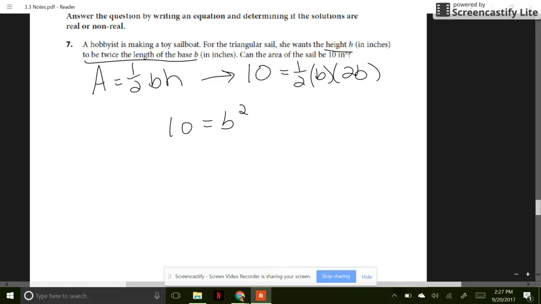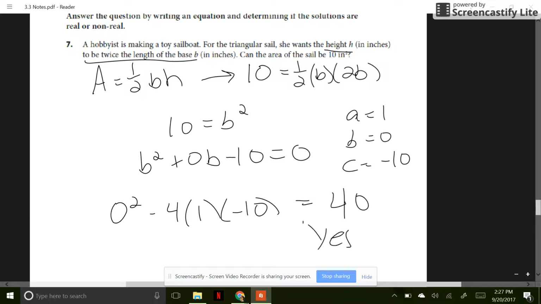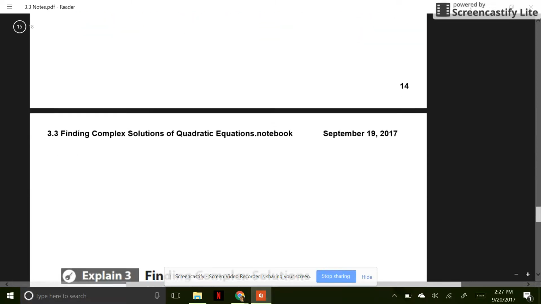So now we want to subtract the 10, or you can subtract the b squared, either way. I subtracted the 10 and then rearranged my equation, so I ended up with b squared. I've got no b term, and then subtracting 10 is equal to 0. So now my a is 1, b is 0, c is negative 10. So I take b squared minus 4ac, where a is 1 and c is negative 10. I ended up with an answer of positive 40. So yes, since it's a positive answer, that means there's two real solutions. It can have an area of 10 inches.